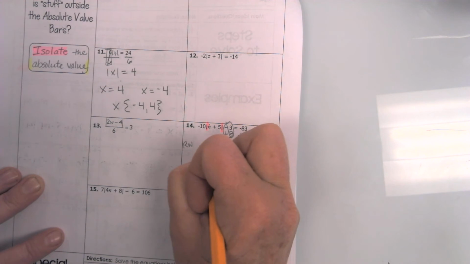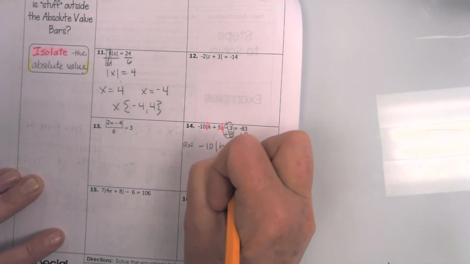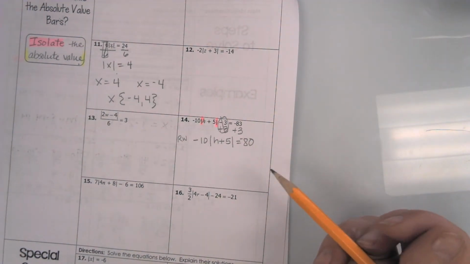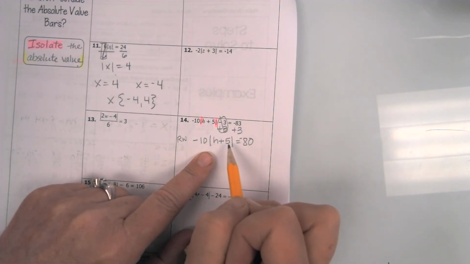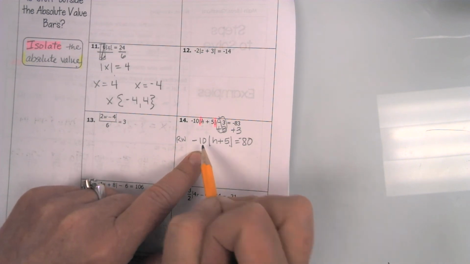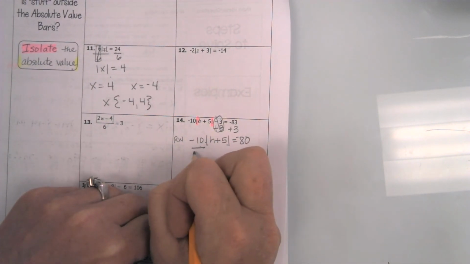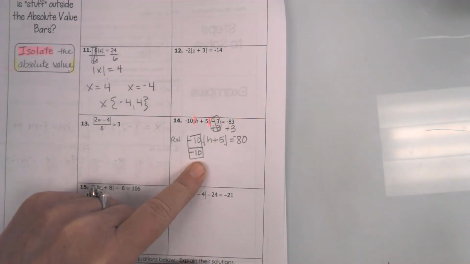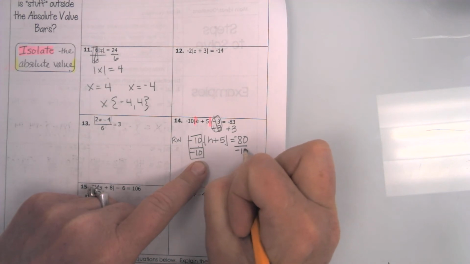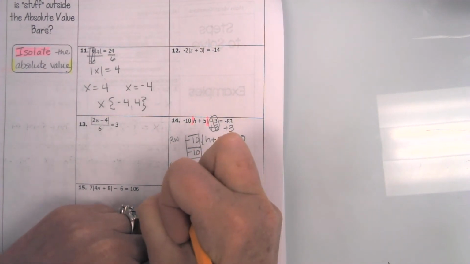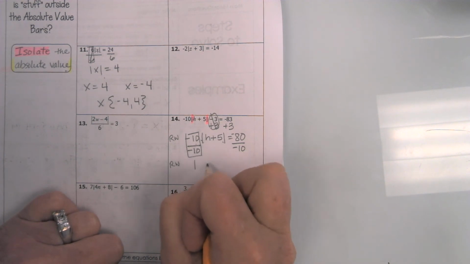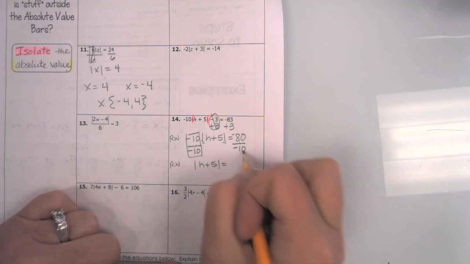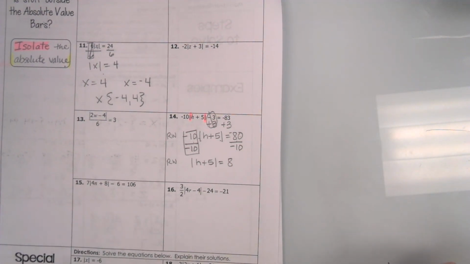I have a negative 10 times the absolute value of h plus 5 equals negative 80. Now I still can't deal with the absolute value because there is a negative 10 on the outside and it's being multiplied. So I'm going to turn it into a negative 1 because that's my coefficient. Whatever I do to one side, I have to do to the other, negative 10. So I'm going to rewrite again, and I get the absolute value of h plus 5 equals negative 80 divided by negative 10, which is a positive 8.